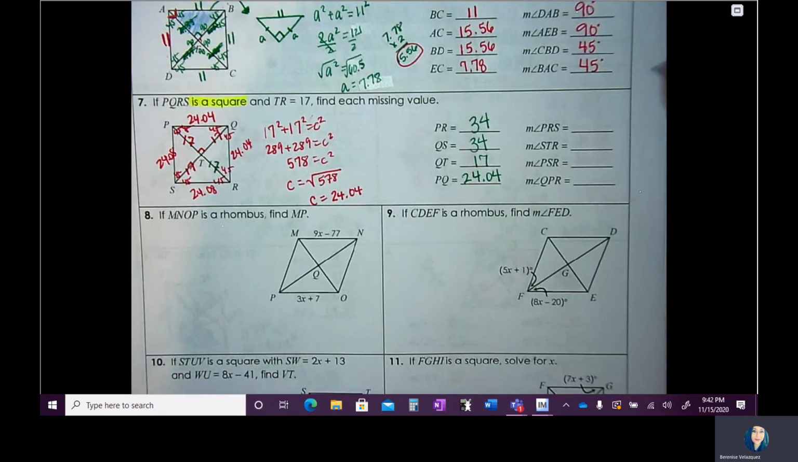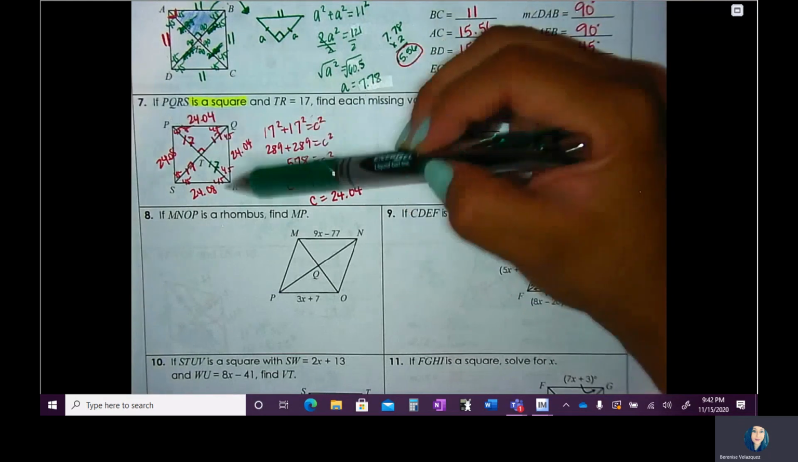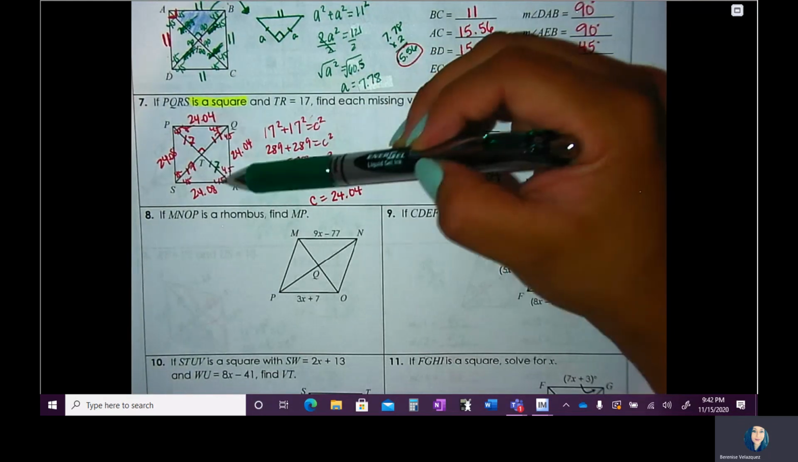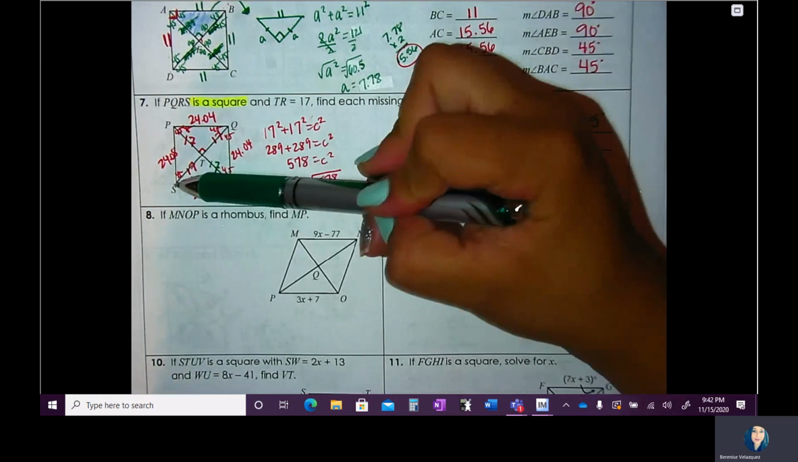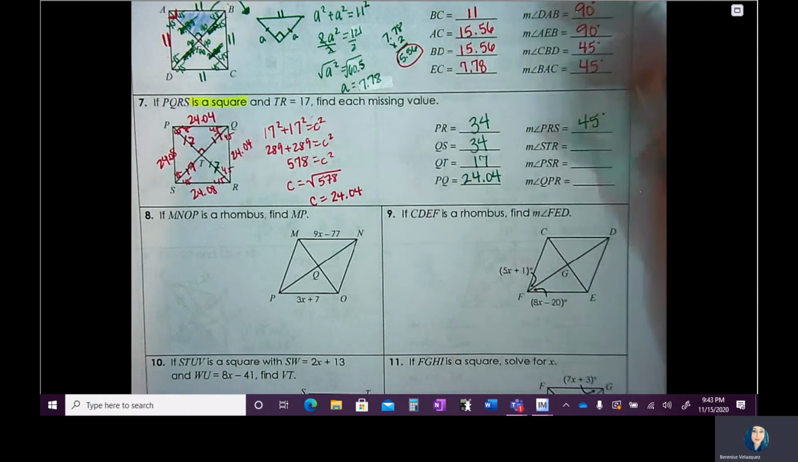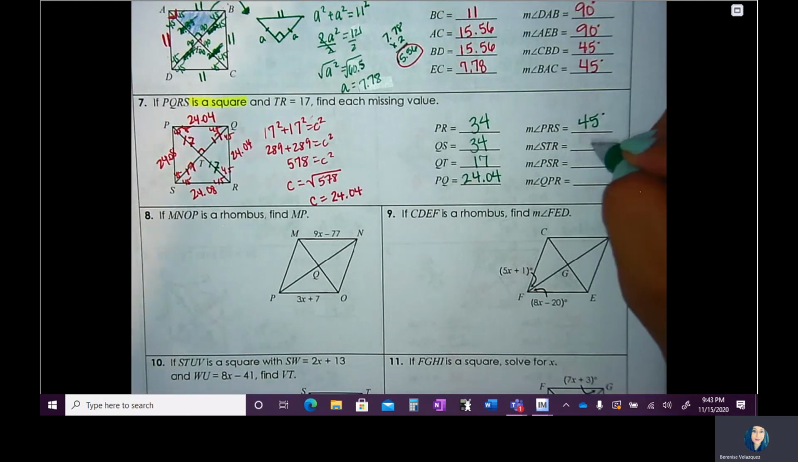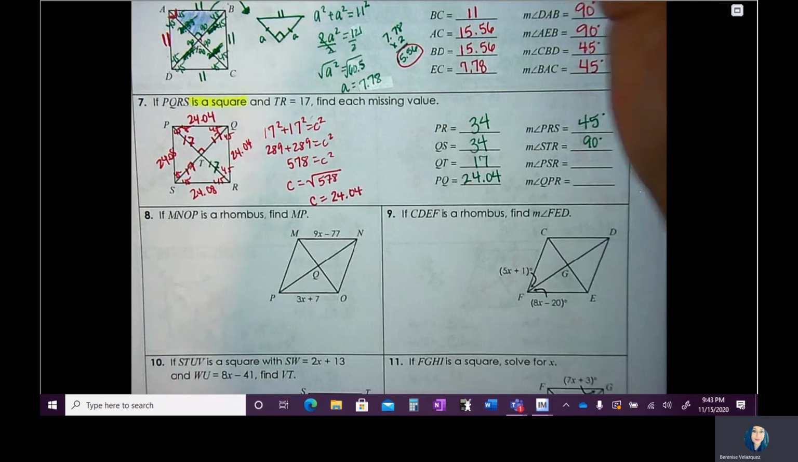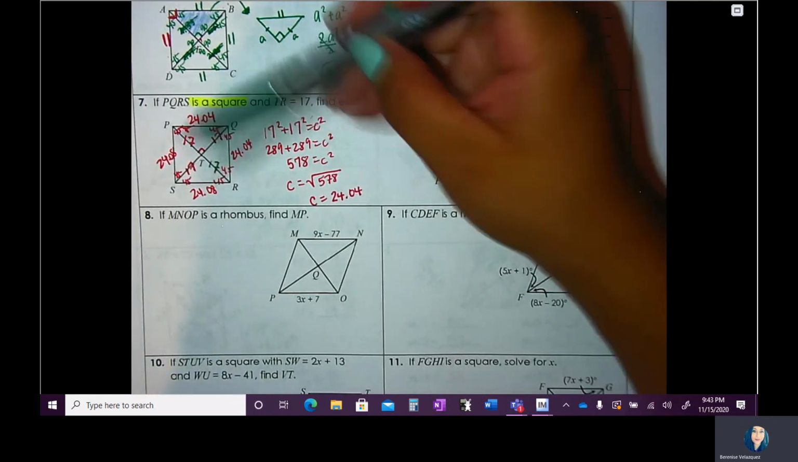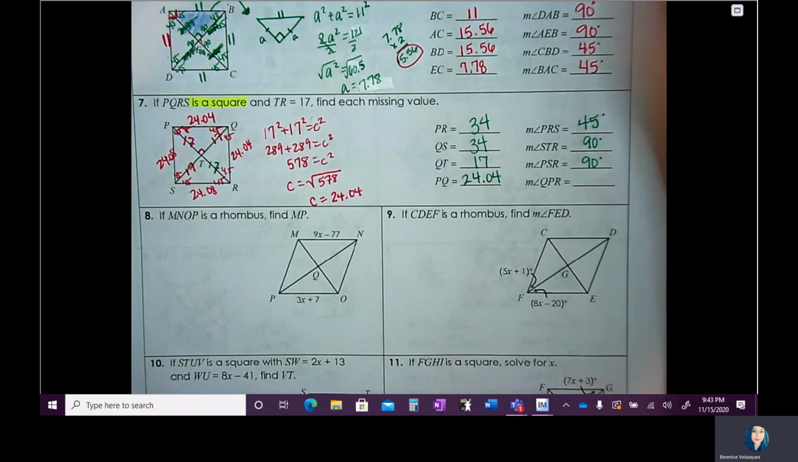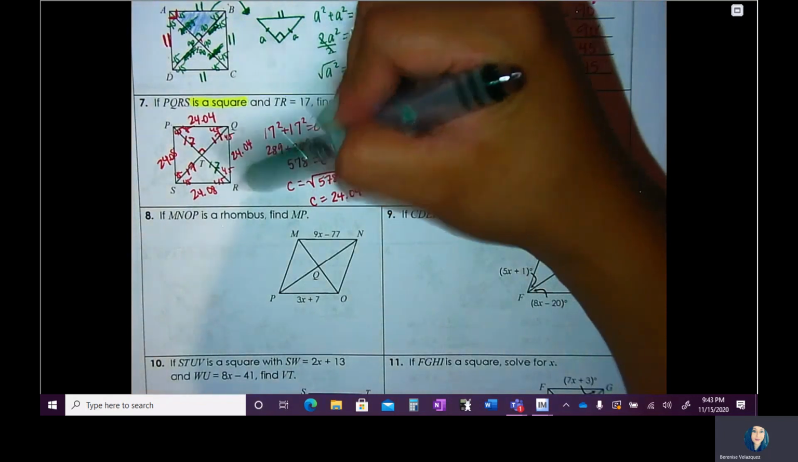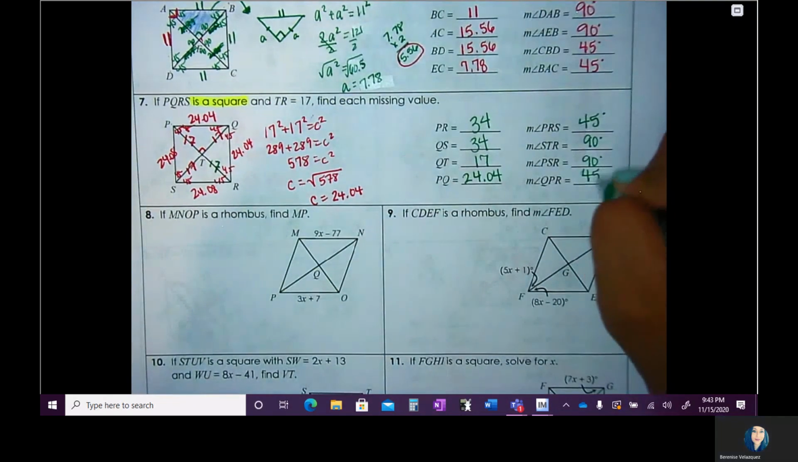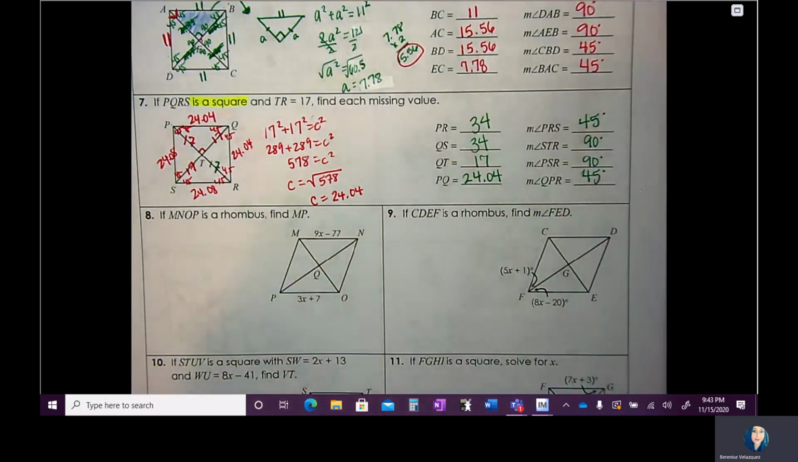Now we're going to get to the angles. PRS. P, R, and S. It goes down, dips back over. It's 45 degrees. STR. S to the middle and then out. Anything that's in the middle for a rhombus or a square will be 90 degrees. PSR. It's the whole corner. Remember, all squares have 90 degrees in the corners. QPR. QPR goes out to P, goes through the middle, and it's 45 degrees. And there are your answers.